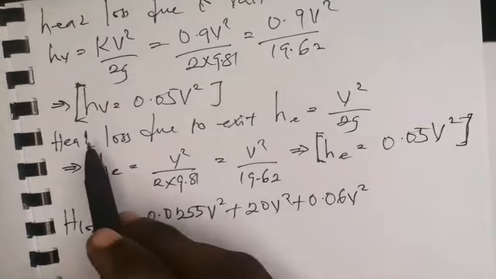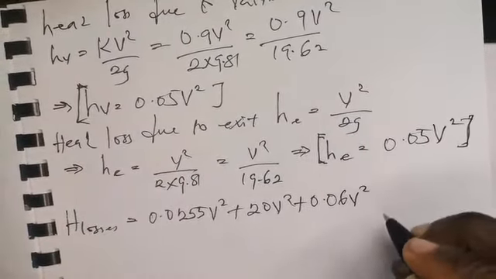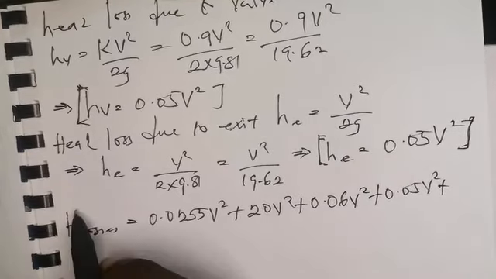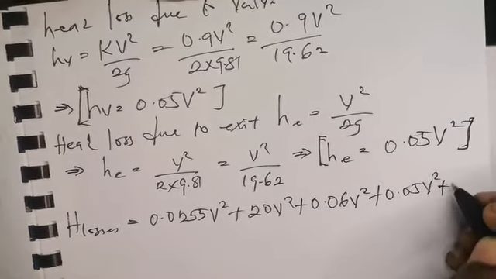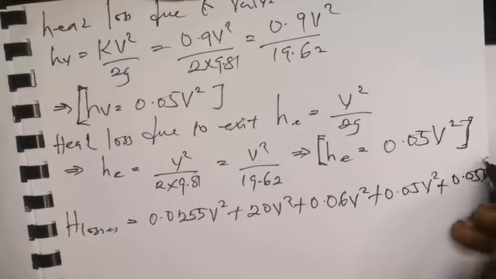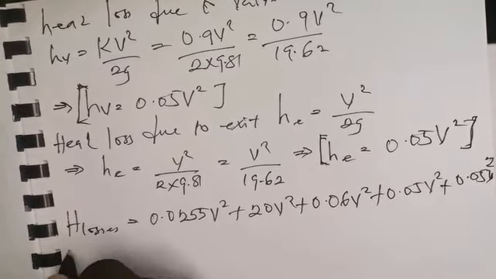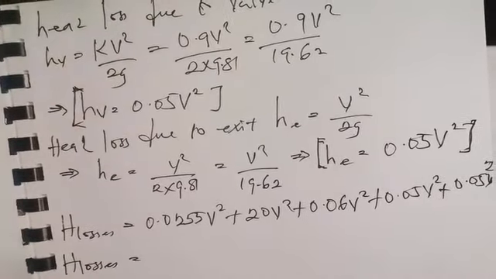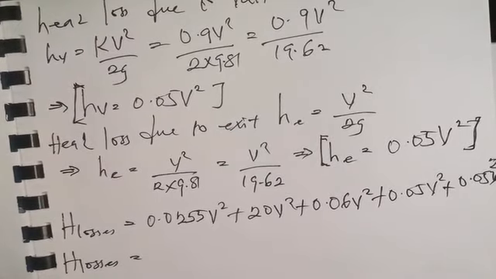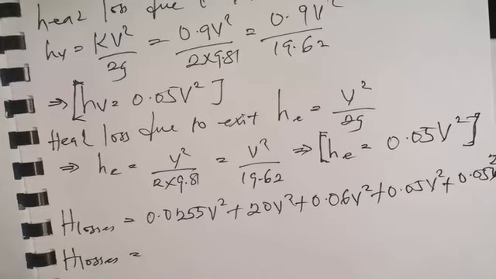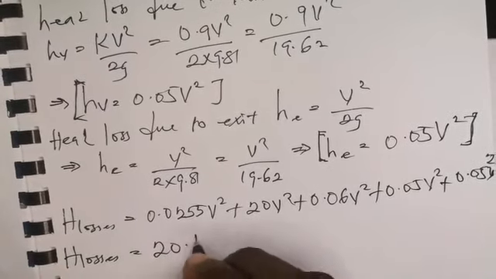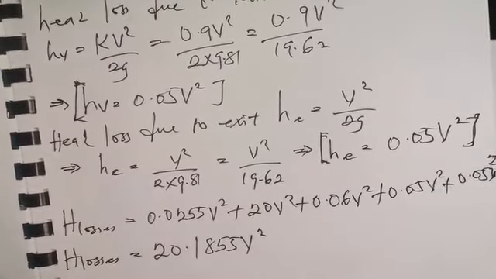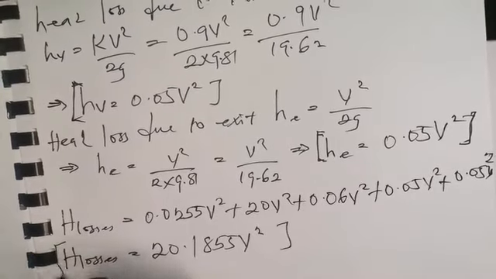Now plus head loss due to valve, which is 0.05 V squared, plus head loss due to exit of the pipe, which also gives us 0.05 V squared. So total head loss equals, let's add them all up together. This gives us 20.1855 V squared. So this is the total head loss.